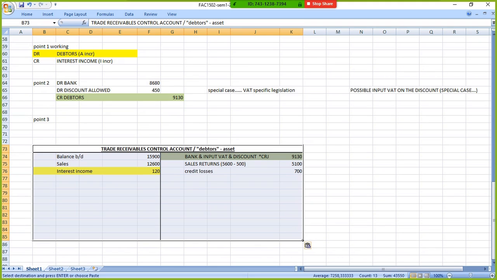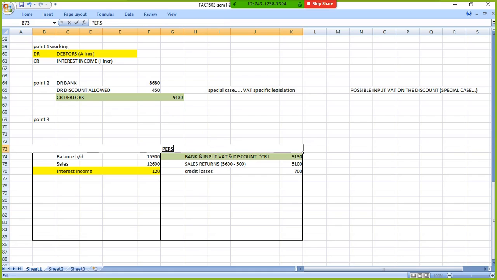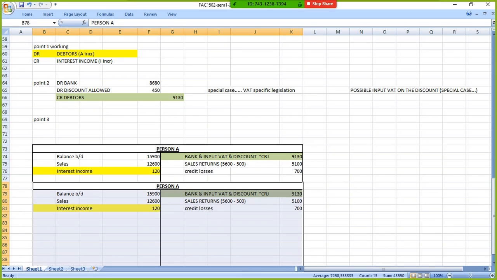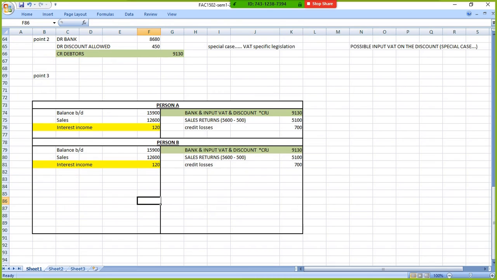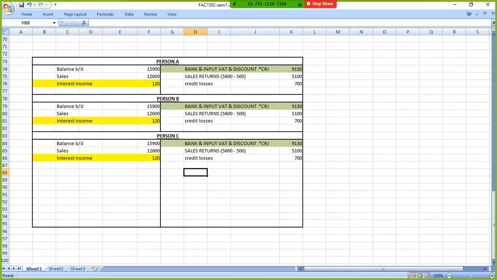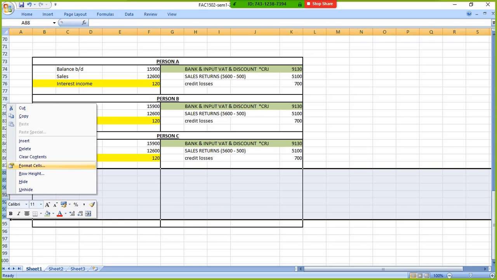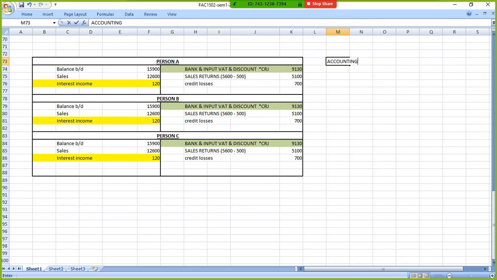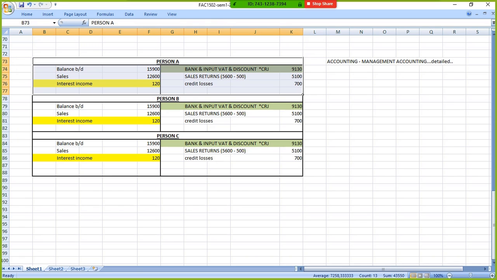I would have one account for person A with their details, another account for person B with their details, another account for person C with their details, and so on. So a control account is just a summary of all of these people's accounts in one. This would be the management accounting, management accounting detailed. Why? Well, let's assume person A phones the business and says, how much do I owe you?